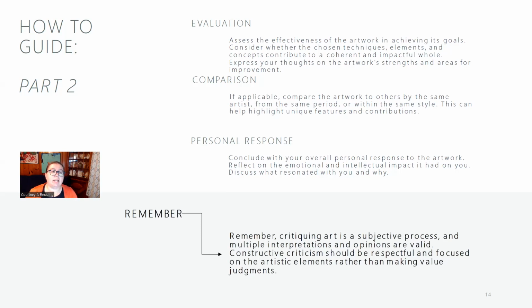Comparison, this one might not have something applicable to you when you're doing this stage, but let's say you're working with something from the Renaissance and you're thinking, this really reminds me of something Da Vinci would do. You can compare it to Da Vinci then. So if there's something you can compare it to, great. In this case in the class, if there's not, don't quite worry about that.